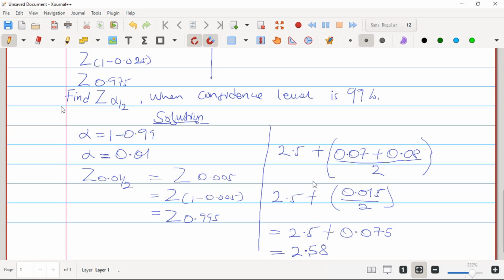So this is how one can find the z subscript alpha divided by 2 when the confidence level is given, right? So take your time and go through it again.